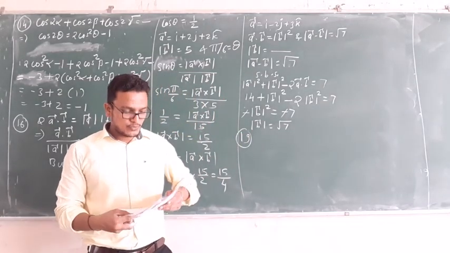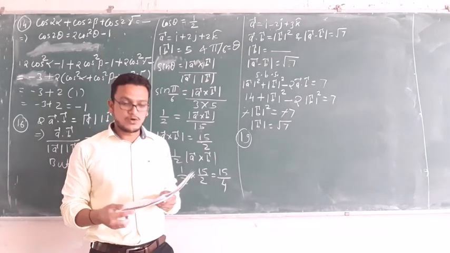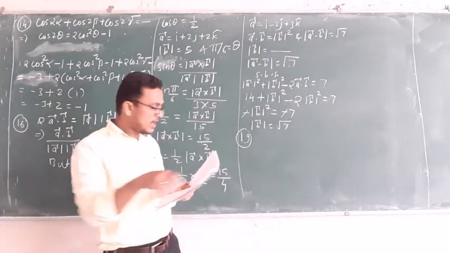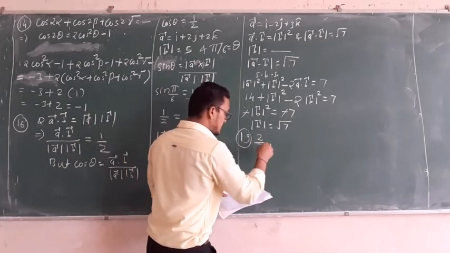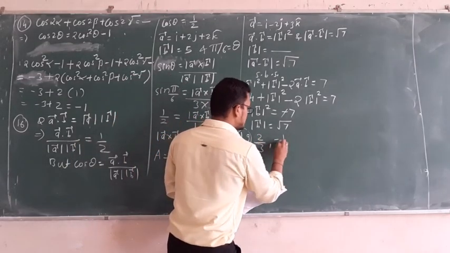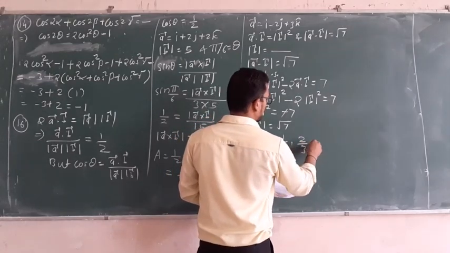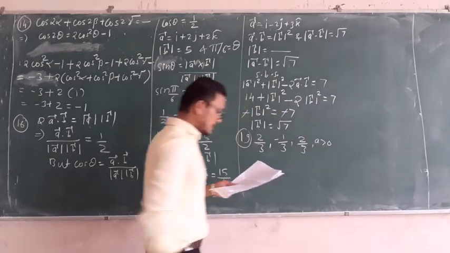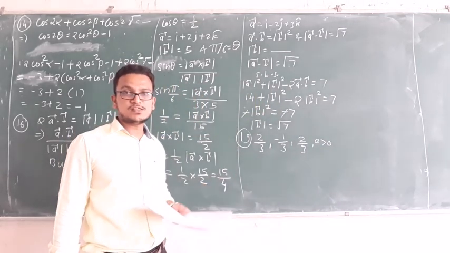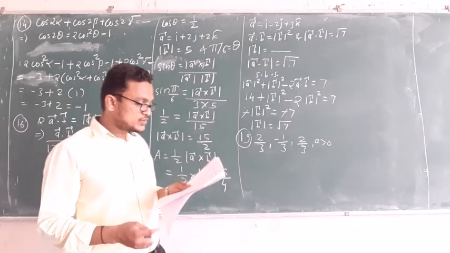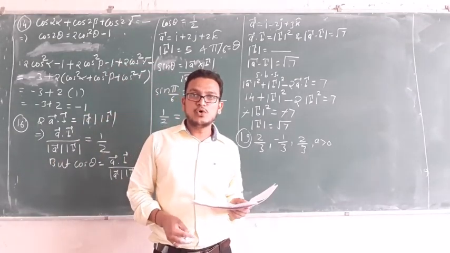If direction cosines of a vector of magnitude 3 are 2/3, -1/3 and 2/3, and one more condition is a is greater than 0, then which vector will you get? That we have to find.